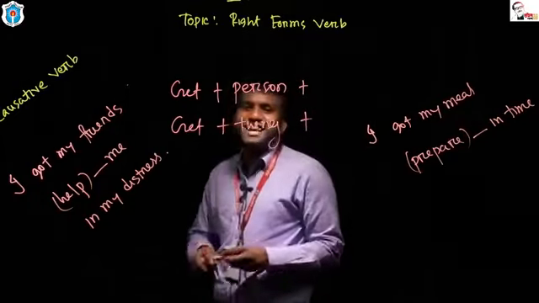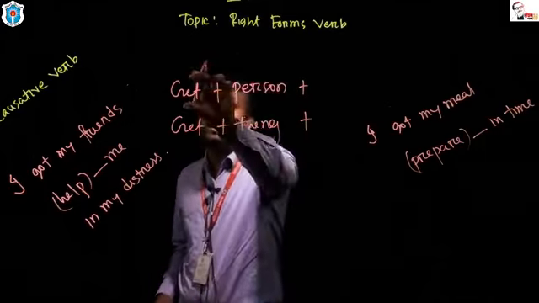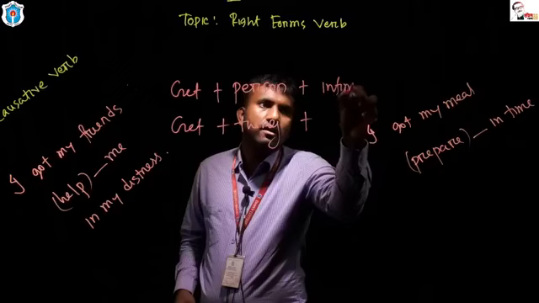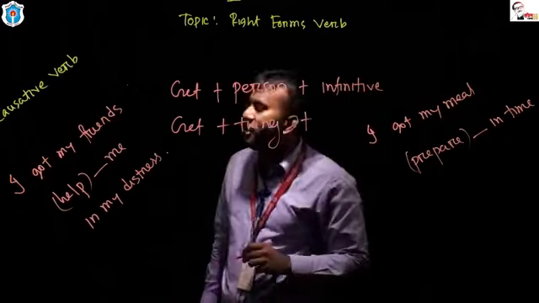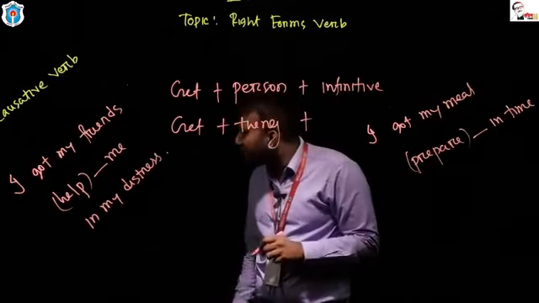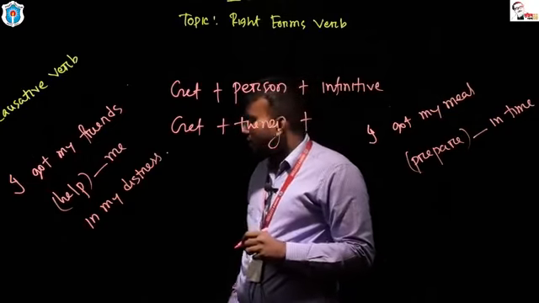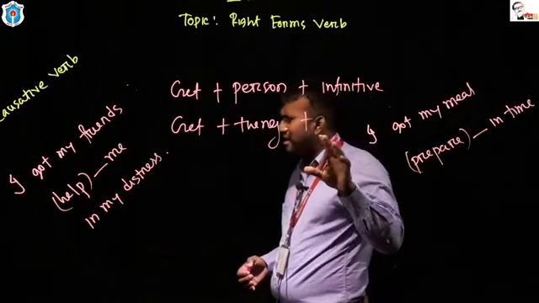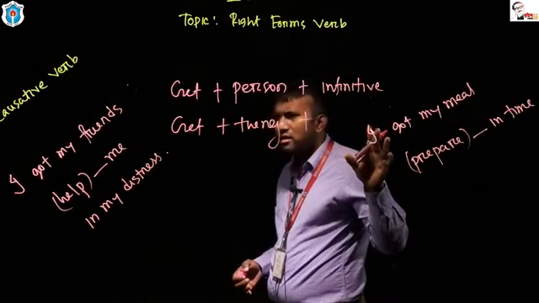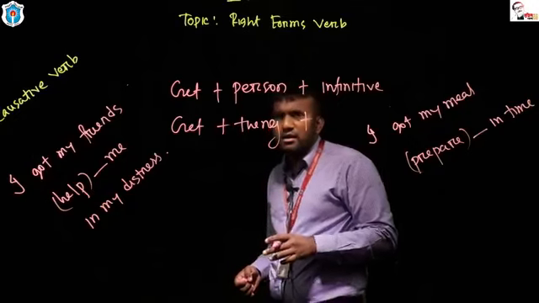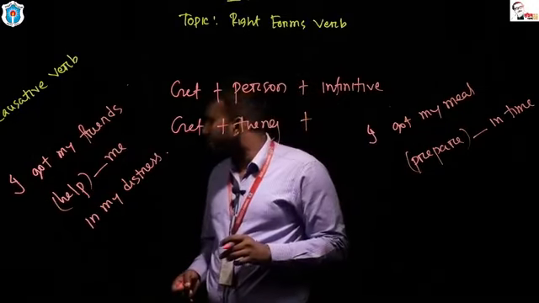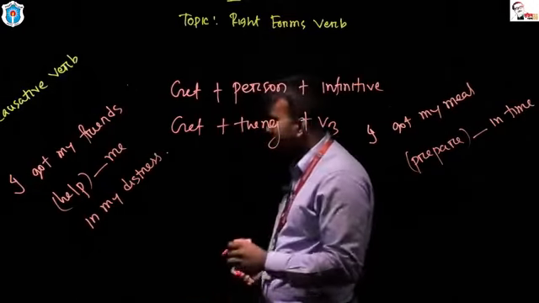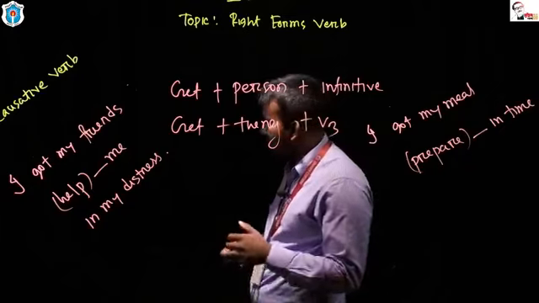Okay. If you get a causative, after a person you have to use the infinitive. Aren't my sentences clear to you? I think it's clear. After a person you have to use the infinitive, and after a thing you have to use the past participle, okay? Past participle, clear?